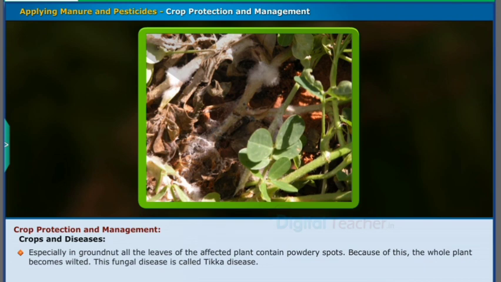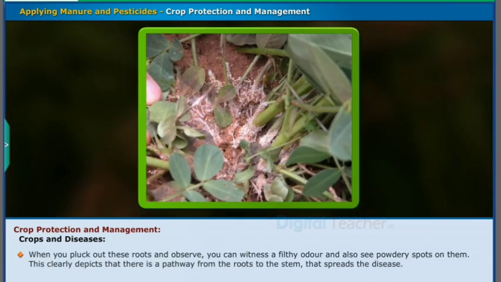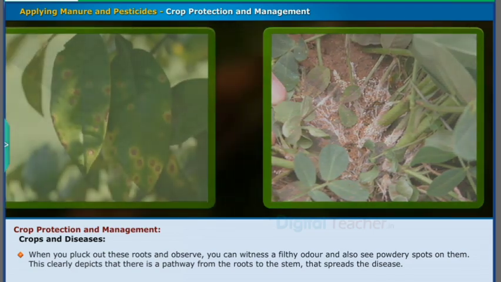This fungal disease is called ticca disease. When you pluck out these roots and observe, you can witness a filthy odor and also see powdery spots on them. This clearly depicts that there is a pathway from the roots to the stem that spreads the disease.